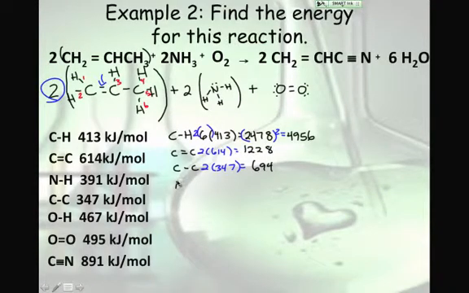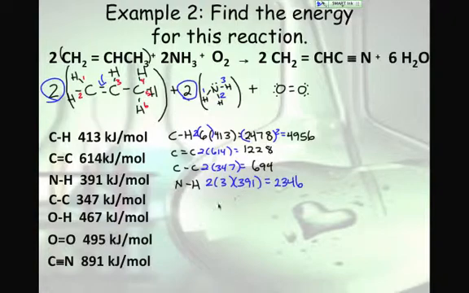In ammonia I have how many NH bonds? Let's see. There are 1, 2, 3 of those bonds, and we're going to double it because there's 2 of those molecules. So 2 times 3 times the NH bond is 391 kilojoules per mole. So let's add those all up. 6 times 391 is 2,346 kilojoules per mole from the ammonia.